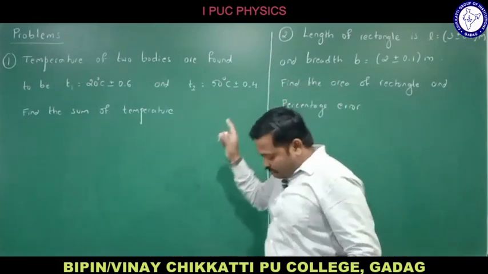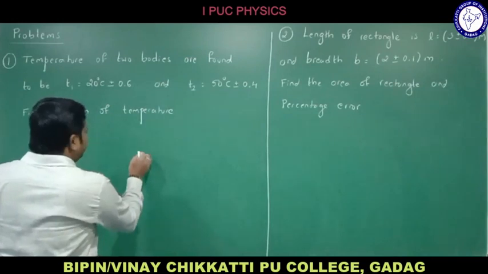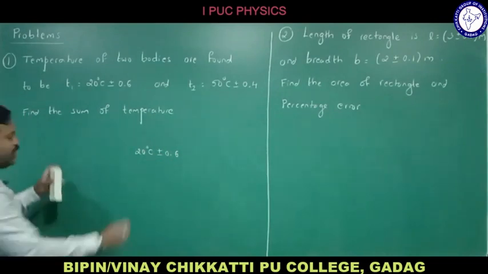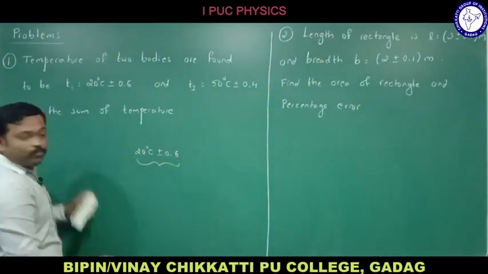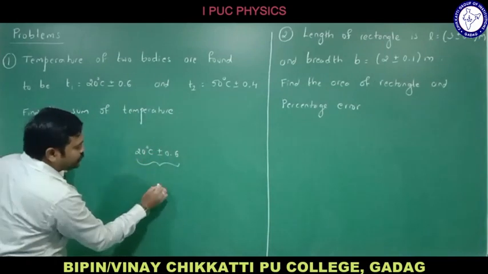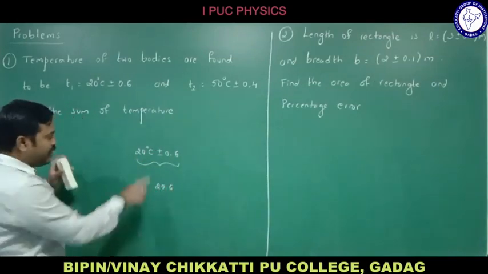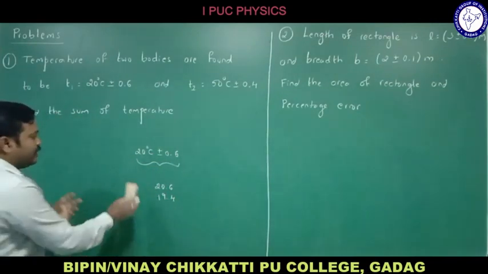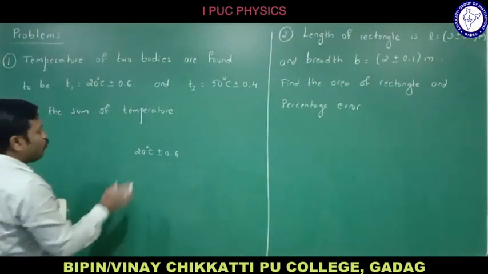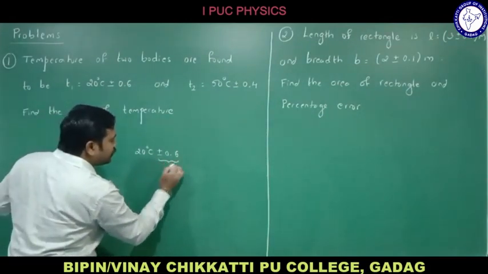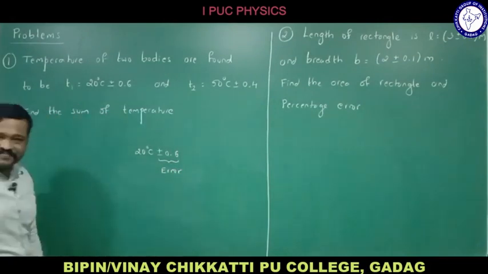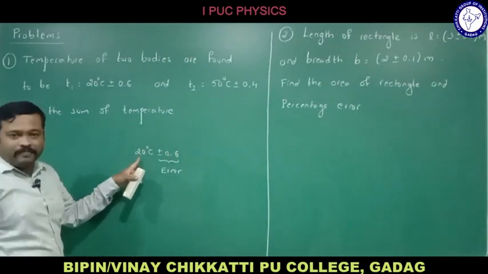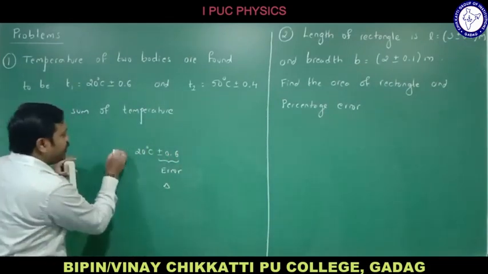Here, one thing you need to understand: if it is given like this, what is the meaning of 20 degrees Celsius plus or minus 0.6? The meaning is that the temperature varies from 20 plus 0.6, that is 20.6, to 20 minus 0.6, that is 19.4. So it is in this range. Now we need to understand the meaning of this here. This is nothing but what we call the error. It is the error of a particular quantity. So this is the absolute error, that is nothing but, if it is A.